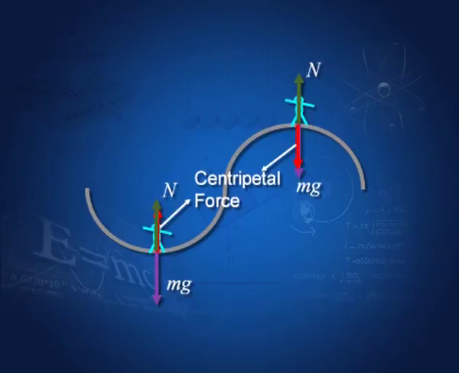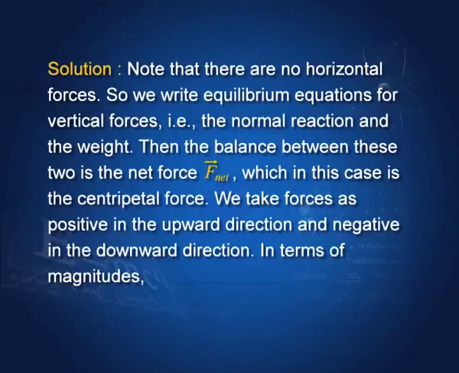So, let us see what happens. We write down the equations for the balance or for the equilibrium. You see, N is the reaction, mg is the weight, and the difference is provided by the net force acting, or F net.